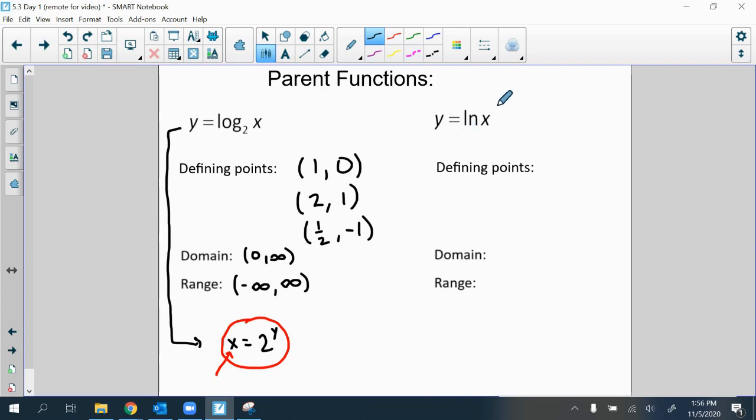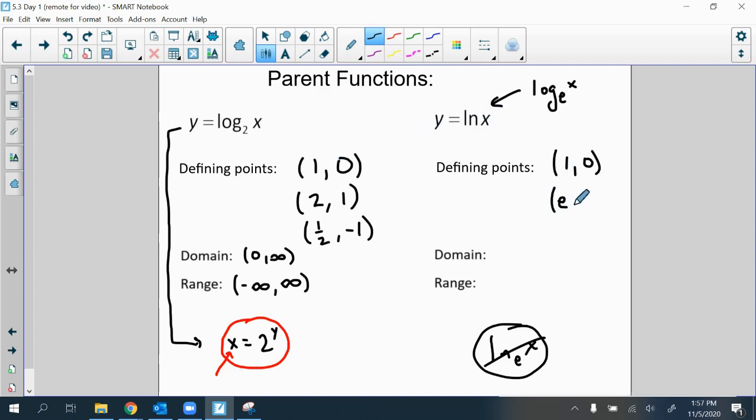For natural log of x, just a reminder that the natural log function is log base e. We normally don't write it as log base e, and we never write it as natural log base e. Natural log means log base e, so we don't need to write it like that. So the defining points for this one, if I substitute in 1, I get 0. And that's true of any log function. If I substitute 1 in for x, I would get 0. If I substitute in e, I get 1. And if I substitute in 1 over e, I get -1. Again, the domain is 0 to infinity, and the range is -infinity to infinity.